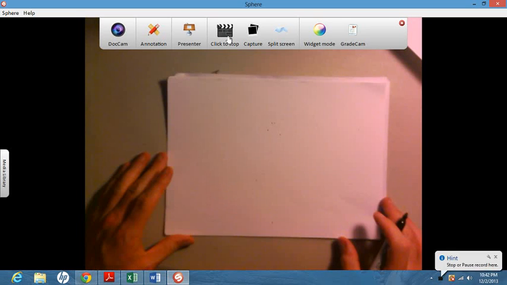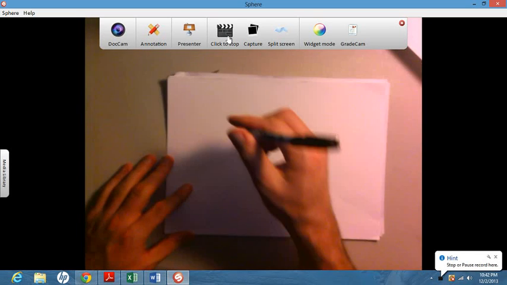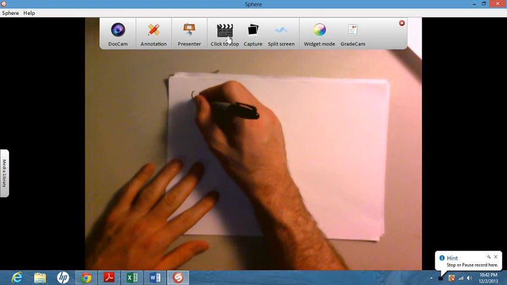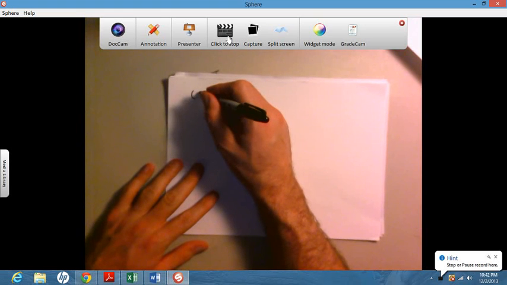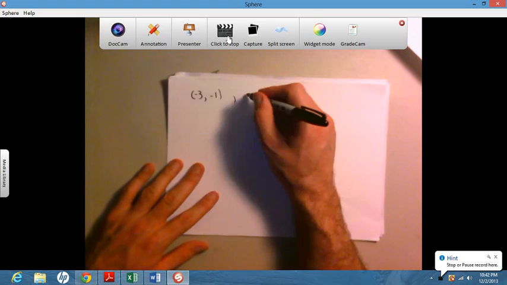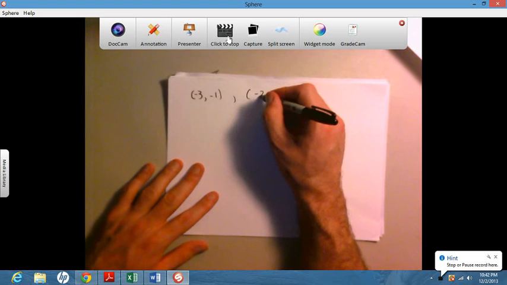Okay, so what we're going to do here is look at the slope between 2 points, or the line defined by 2 points. So we're going to have the point (-3, -1), and also the point (-2, 4).